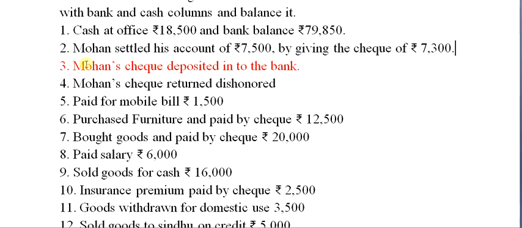So on the next serial number, Mohan's check deposited into bank. So based on the contra entry, what happens? The check will be treated as cash in the earlier transaction. So cash balance decreases, bank balance increases.